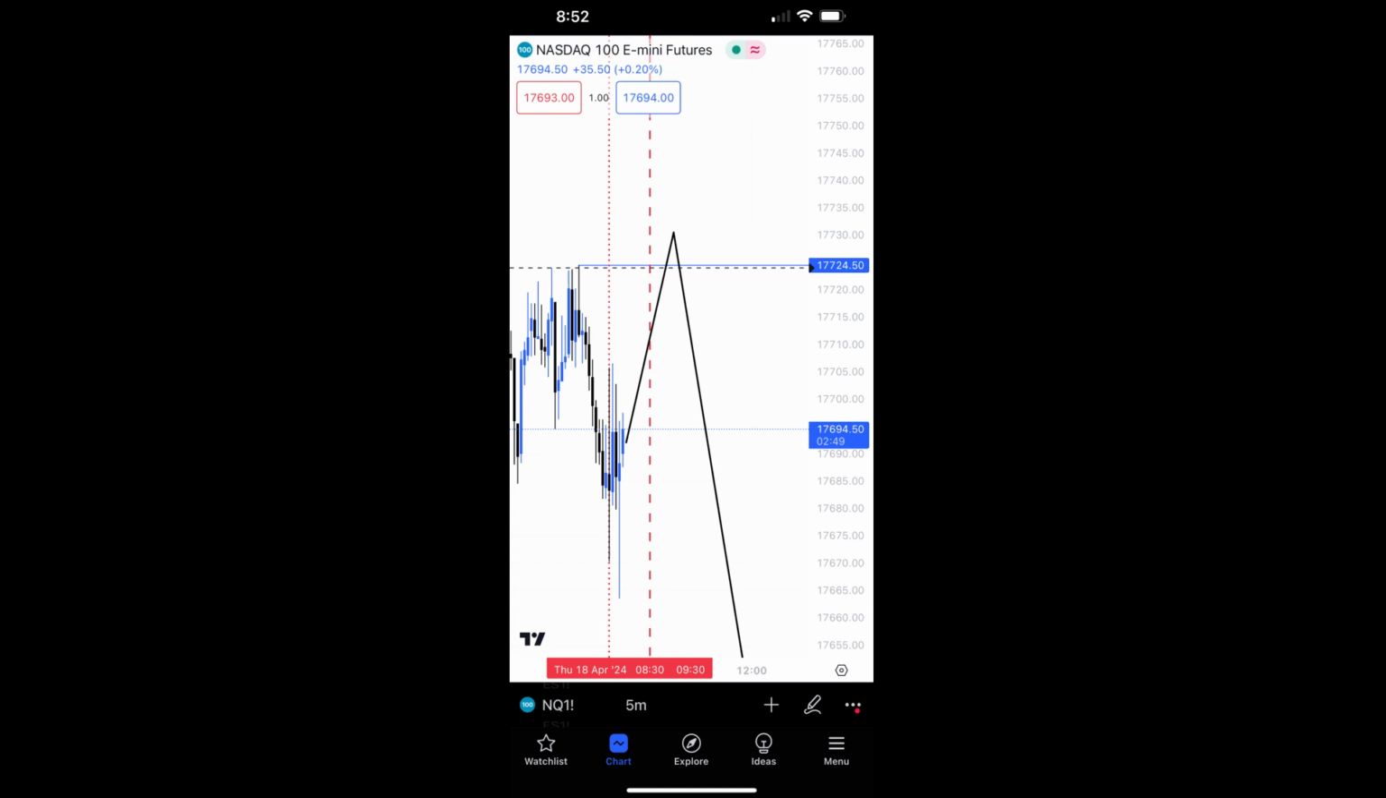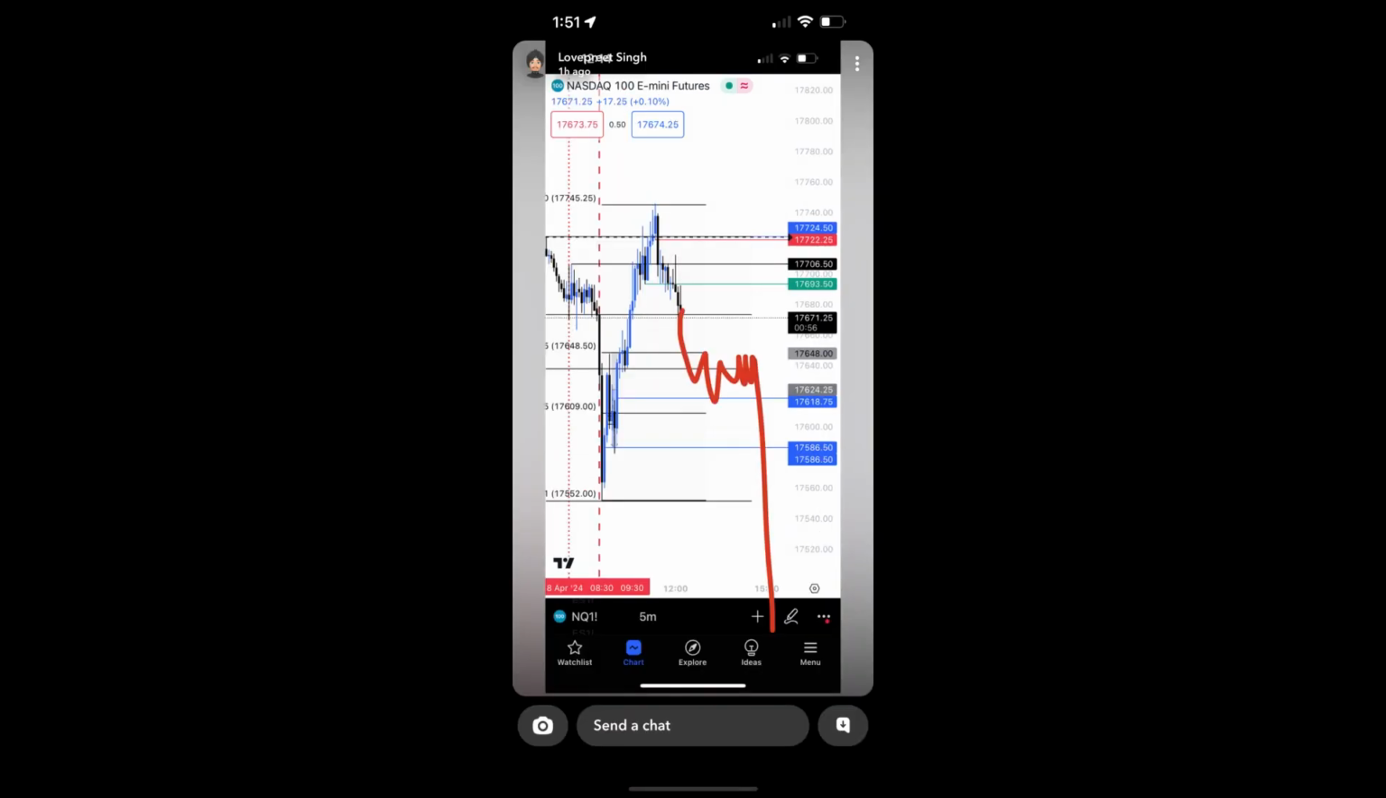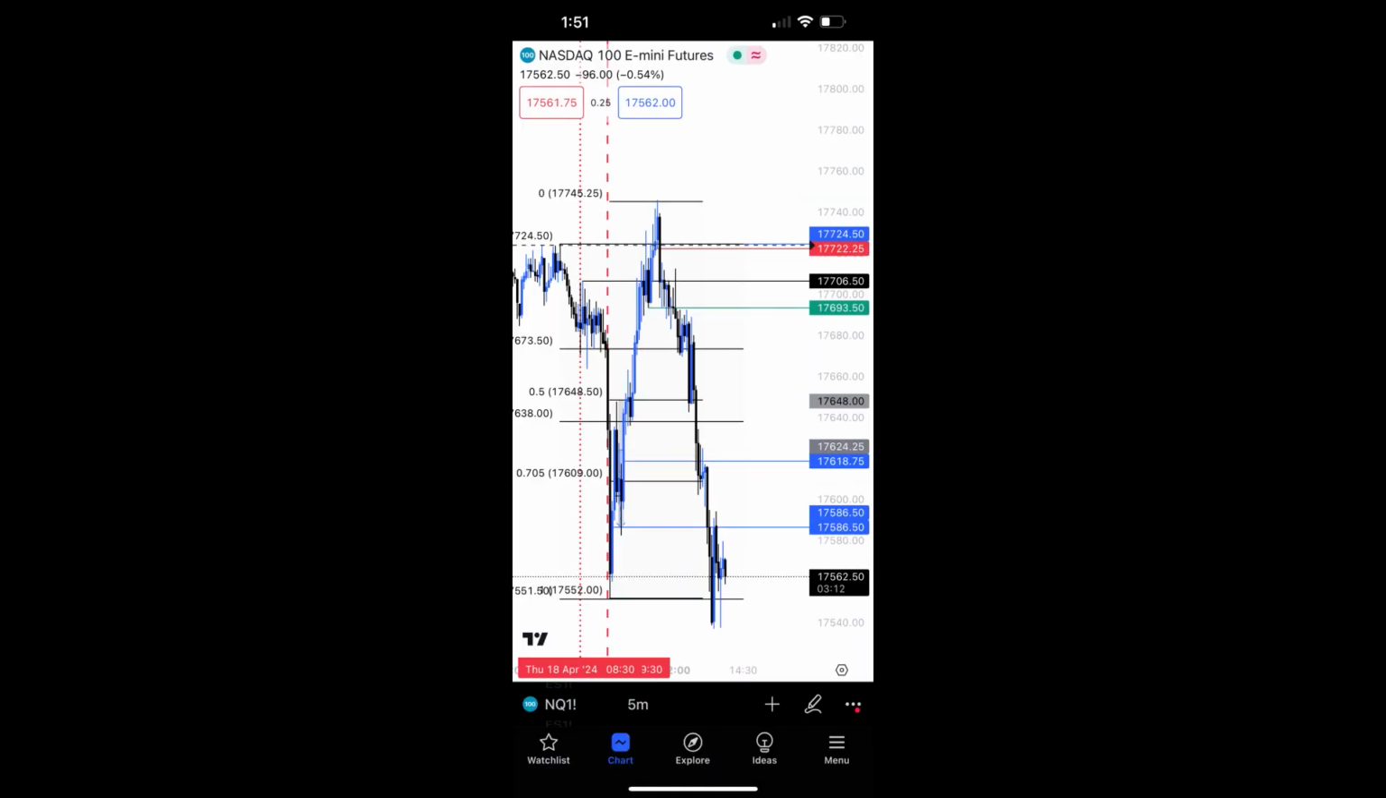This was my prediction for the morning. I had marked out, I was expecting price to sweep that high and then go down. And as you can see, after our initial Judas swing down, we went and swept those highs. And after that, I had this prediction, and that's exactly what happened. We dumped straight down. So yeah, that's how you know I can do this.